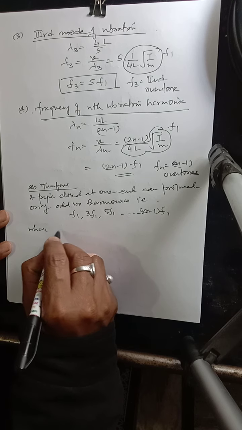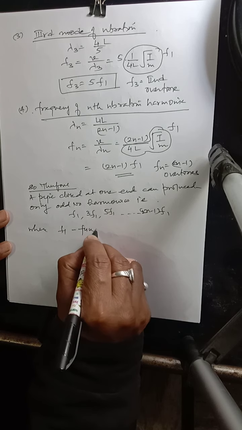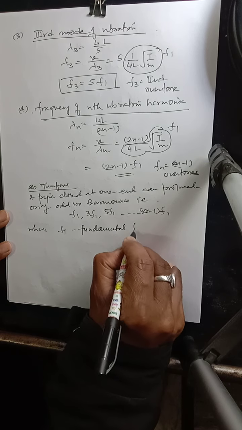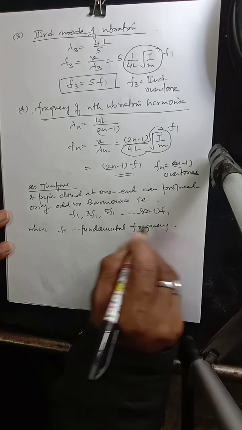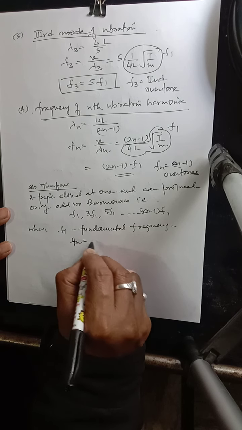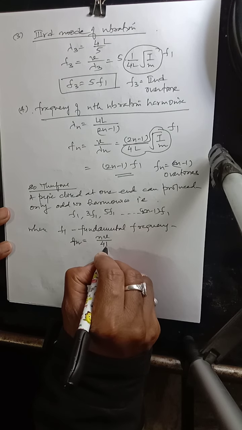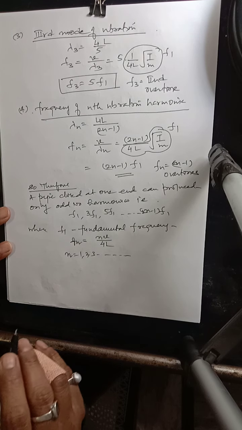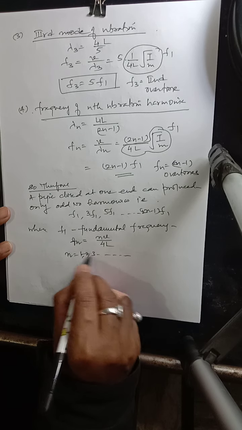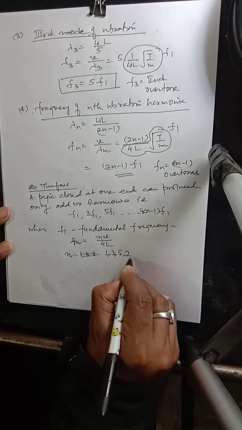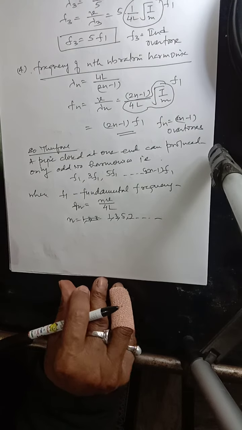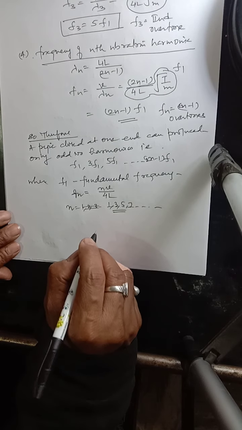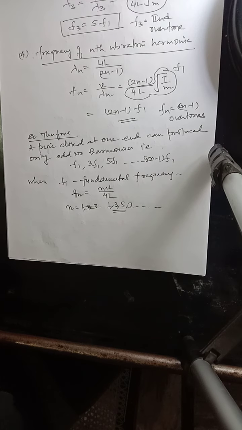Where F1 is the fundamental frequency. It means Fn is equal to nv by 4L, and here n is equal to 1, 2, 3 and so on, giving 1, 3, 5, 7 and so on. It is the odd multiple. So this is the standing waves in the pipe which is closed at one end.